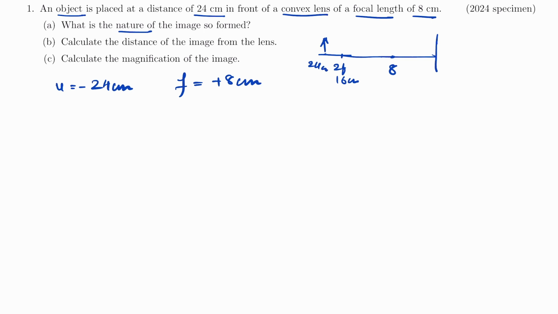A virtual image is formed only when the object is between the focal length and the lens. So in this case, it is away from the focal length, so it will form a real image. So the nature of the image will be real and inverted.